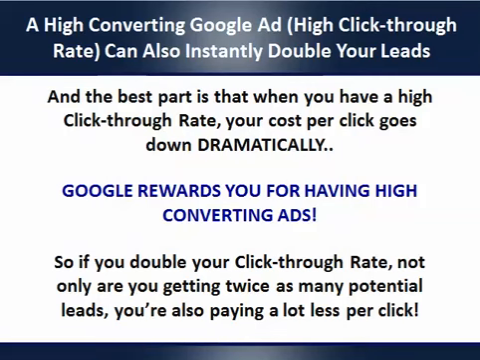Next, going back to the second piece, a high converting Google ad can also instantly double your leads. Here's the great thing about this. When you have a high click-through rate, meaning more people clicking on your ad, and briefly, without being too technical, click-through rate is the percentage of people who click on your ad divided by the number of people who view it. So for example, if 100 people do a Google search and 4 people click on your ad, you have a 4% click-through rate, just to put it in layman's terms for you. Google actually rewards you by lowering the cost of your clicks because they have determined that your ad is more relevant due to its higher click-through rate.